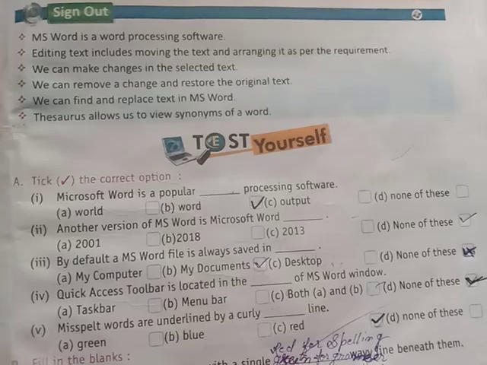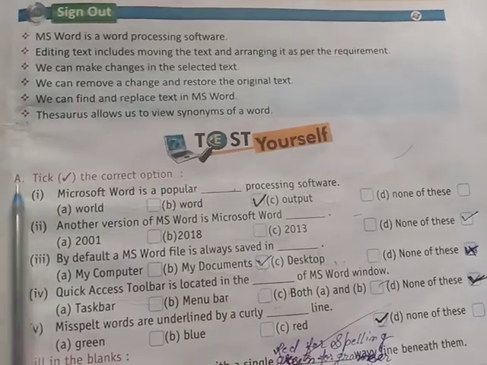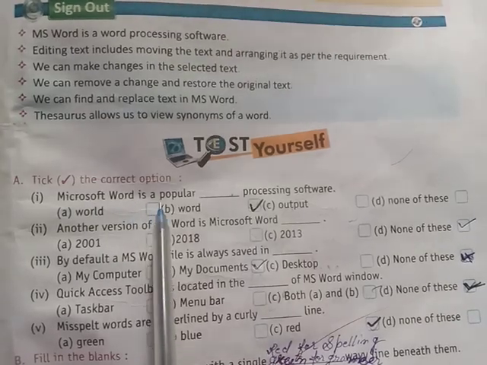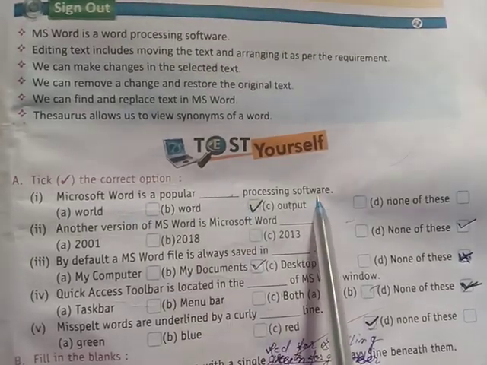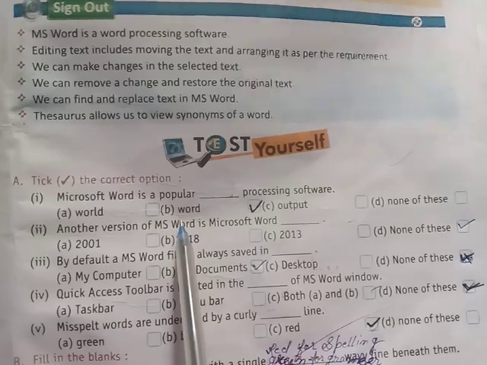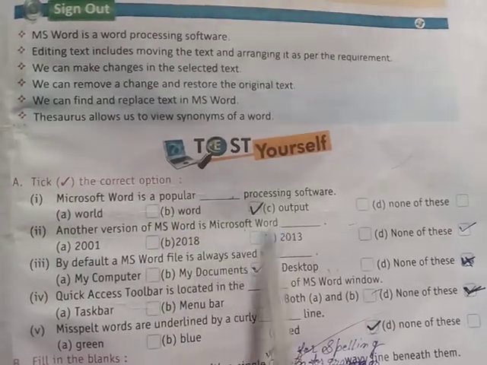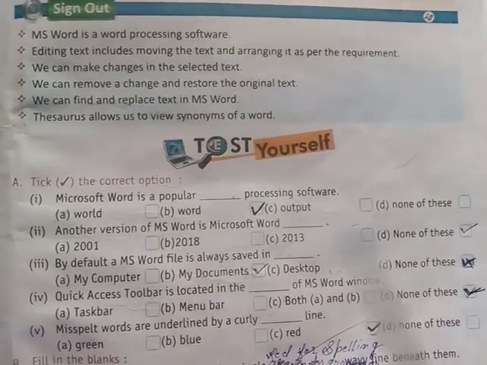Now, tick the correct option. A. Microsoft Word is a popular word processing software. Answer is Word. Second, another version of MS Word is Microsoft Word. Answer is none of these.